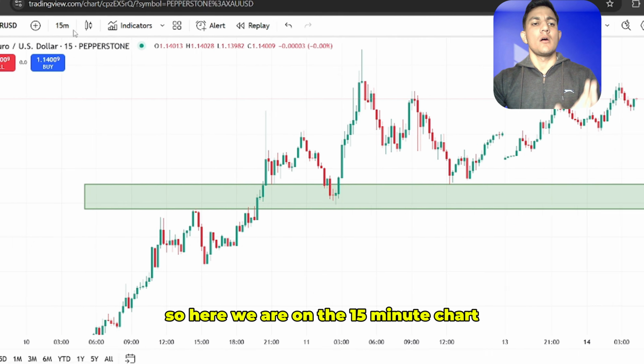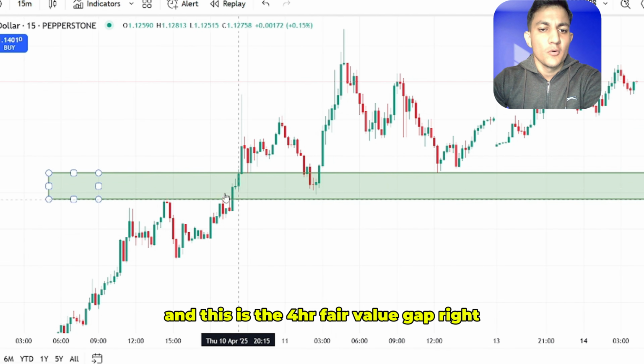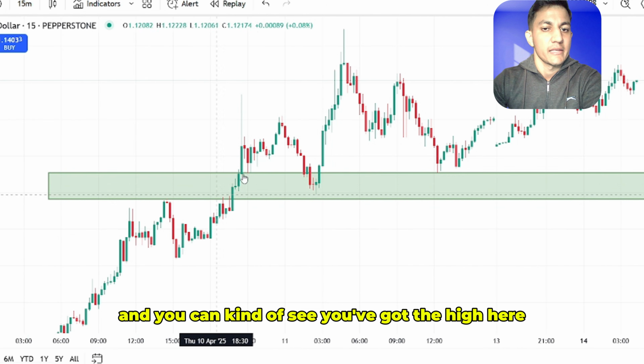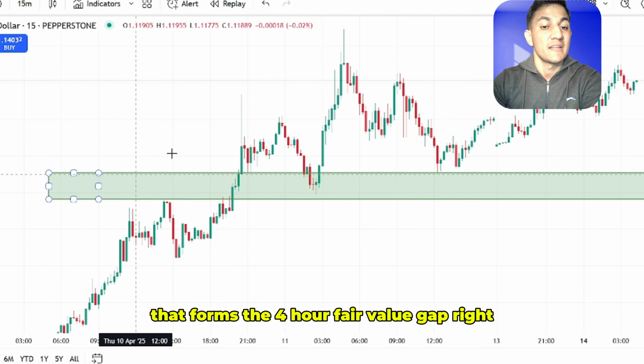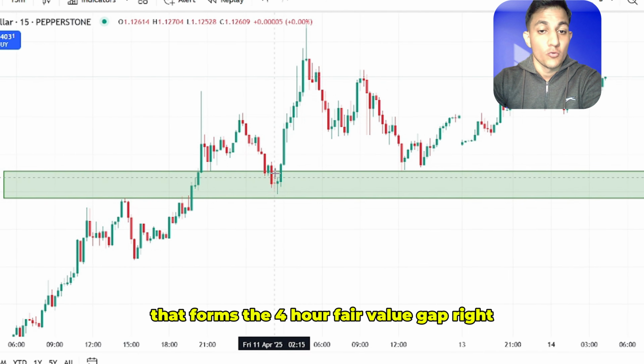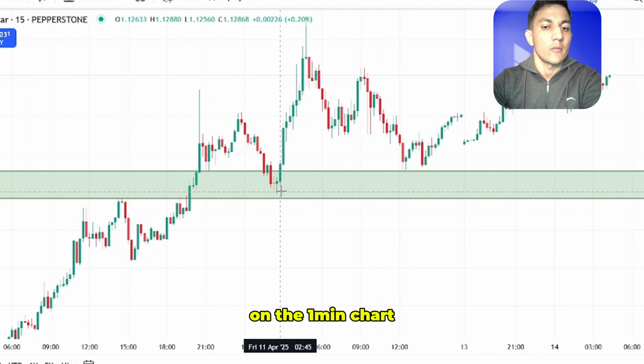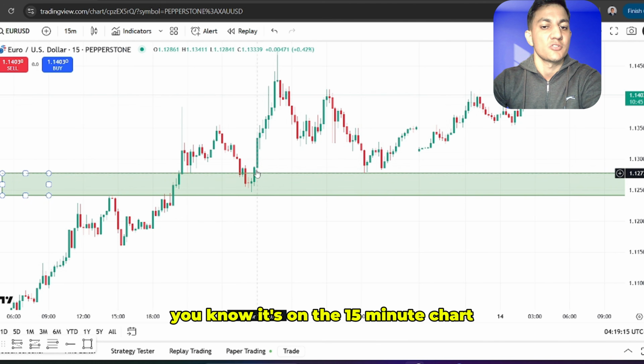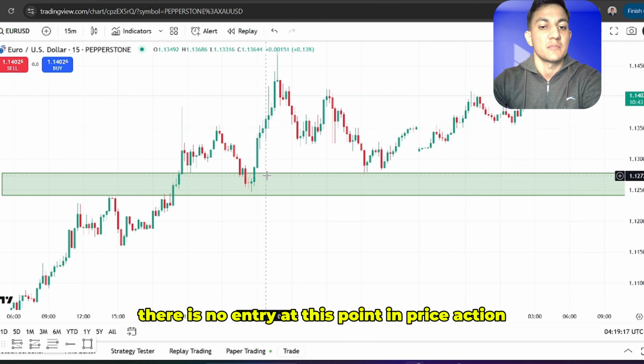Okay, so here we are on the 15-minute chart, and this is the 4-hour fair value gap. It forms at this point here, and you can see we've got the high here and the low here that forms the 4-hour fair value gap. Right here is what we just talked about on the 1-minute chart. Price hits the 4-hour fair value gap, we get our little entry here, and price shoots off. And you know it's on the 15-minute chart, there is no entry at this point in price action.